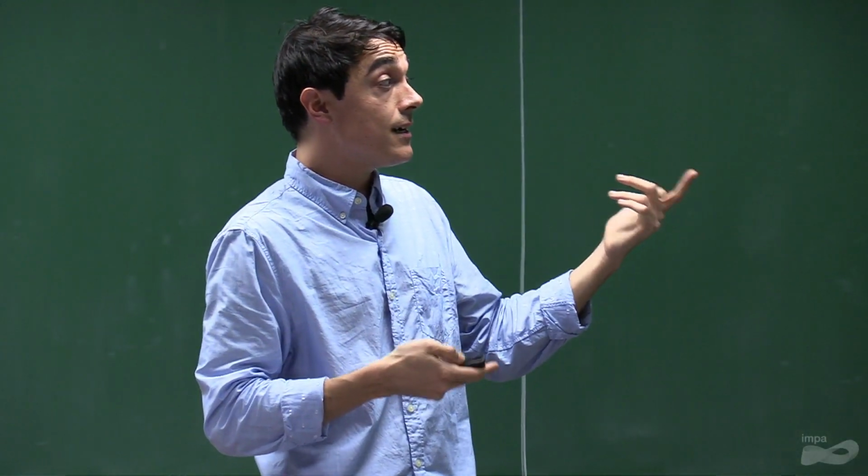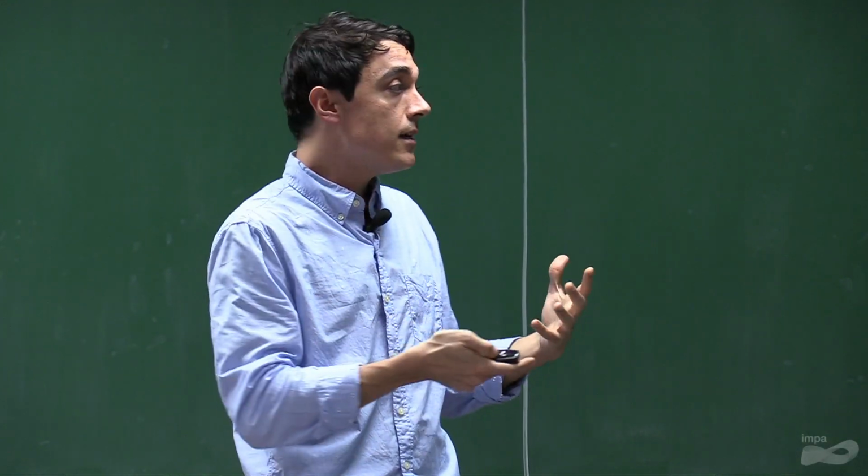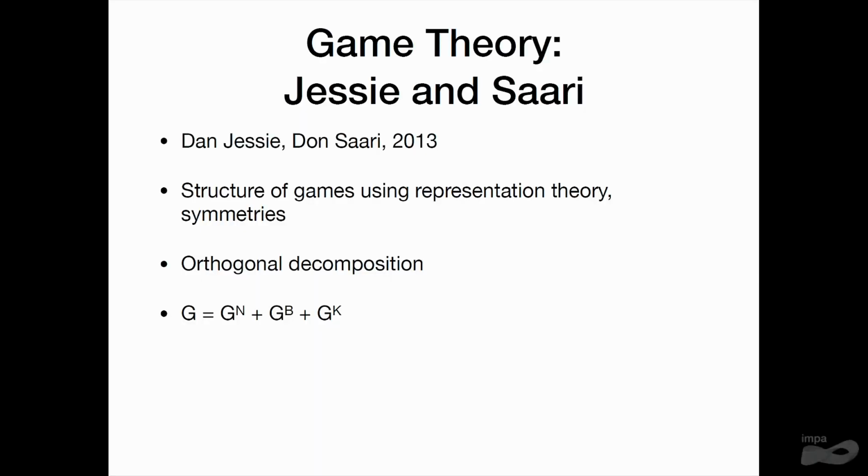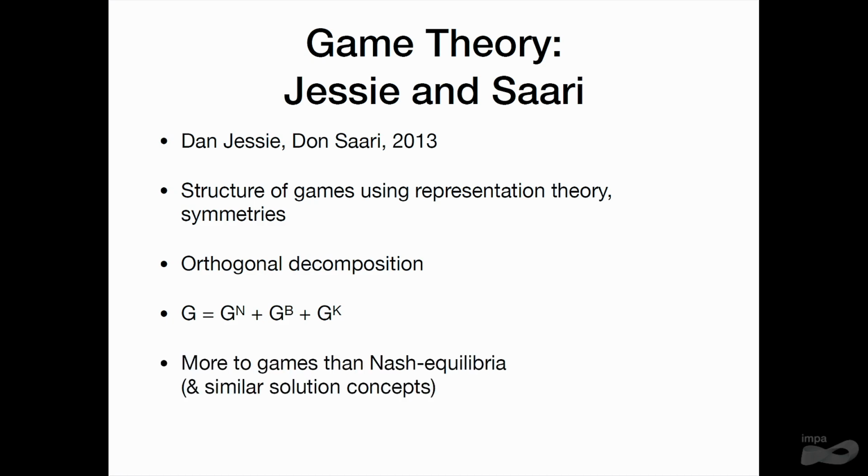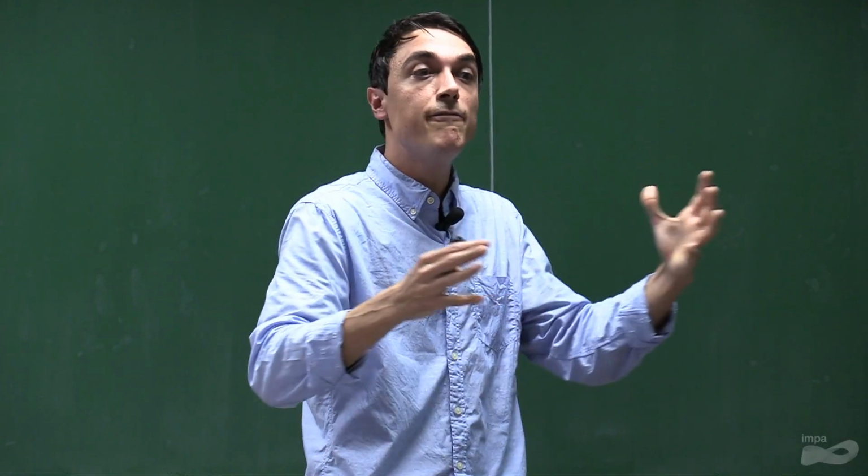So they decomposed games orthogonally into these three components. One of them they call the strategic or the Nash component. Another one they call the behavioral or the externalities component. And another one is the kernel component. So any game can be decomposed in this way. And they show that all information in a game that's used to calculate the Nash equilibrium and other similar solution concepts is contained inside this Nash component. So there's all this other stuff in a game that doesn't get picked up, but is there affecting things.